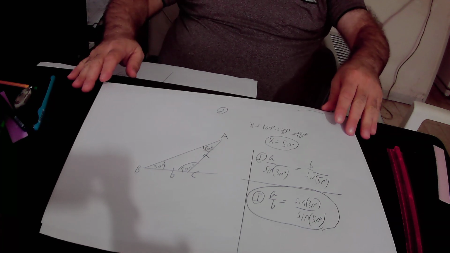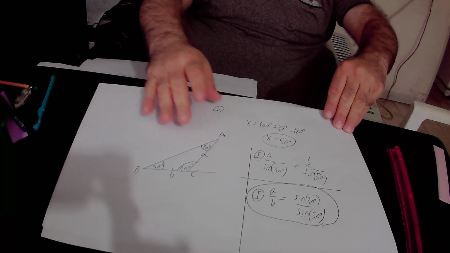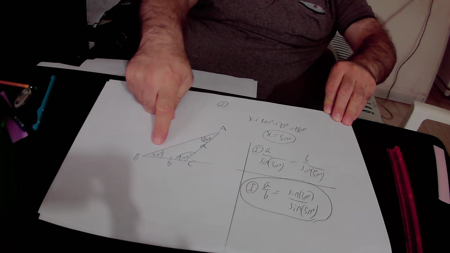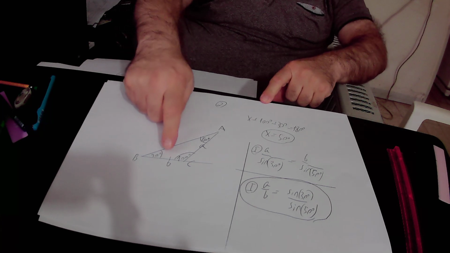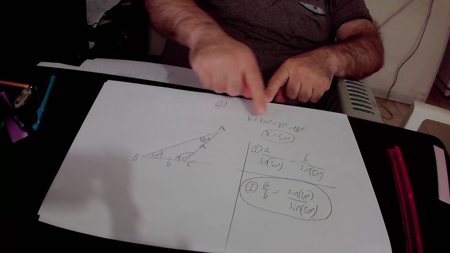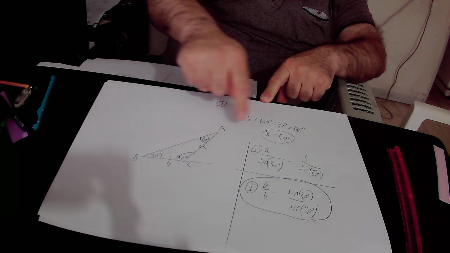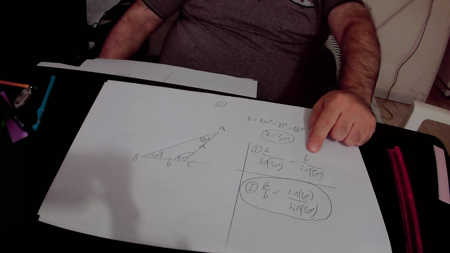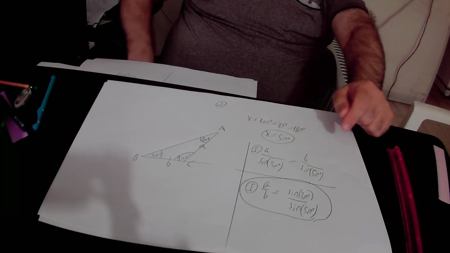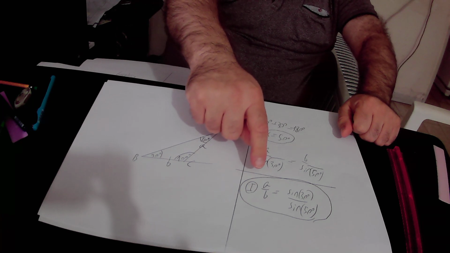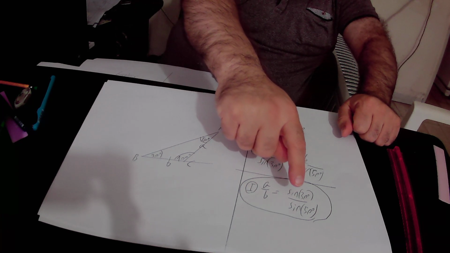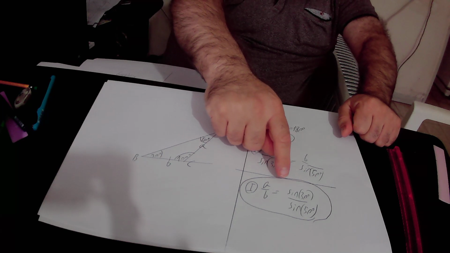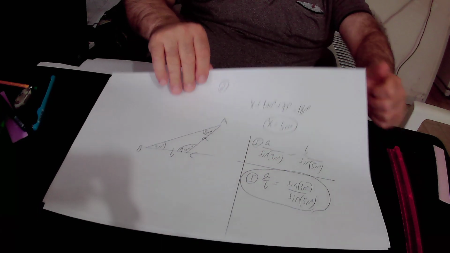Then we implemented the law of sines in this triangle ABC. According to the law of sines, A over sine 30 degrees will be equal to B over sine 50 degrees. We divided this equation number 1 by B, and then we multiplied it by sine 30 degrees. And we got that A over B equals sine 30 degrees over sine 50 degrees. Again, according to equation number 1, A over B equals sine 30 degrees over sine 50 degrees.